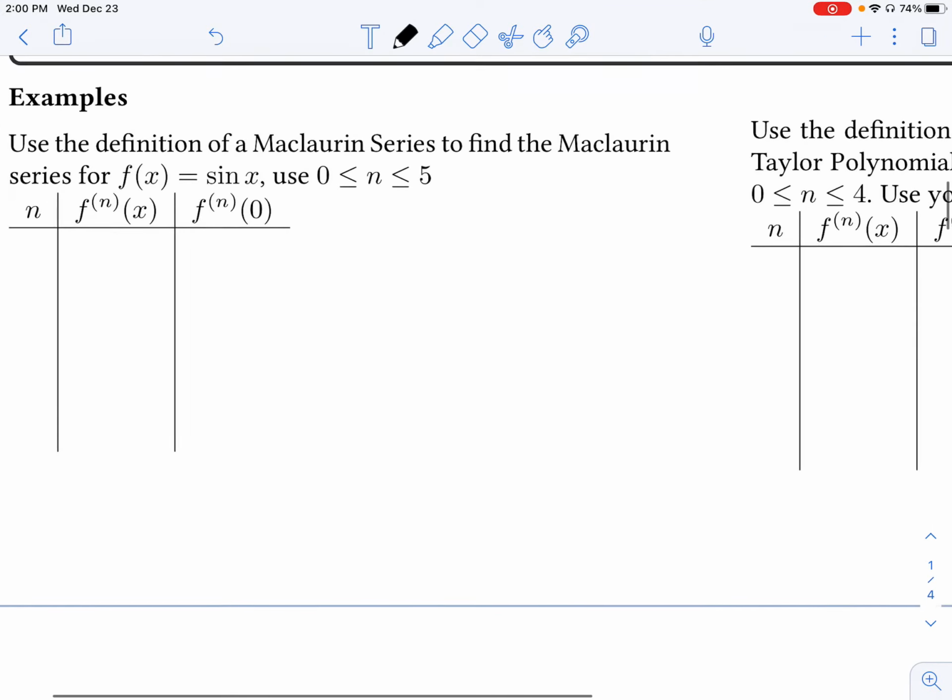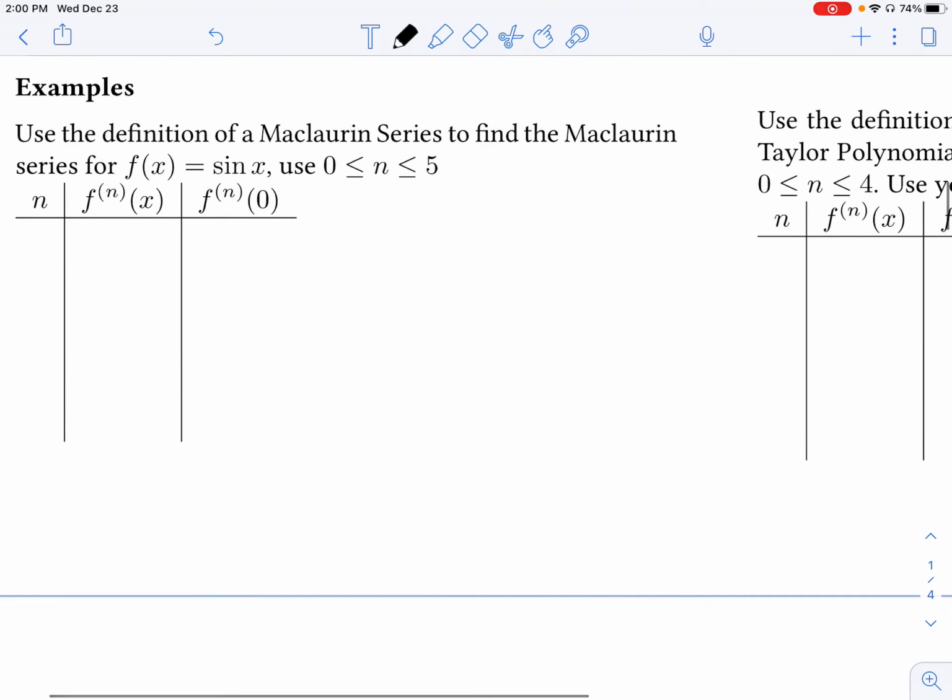And you're going to see me switching back and forth between some colors because I think it'll help us make sense and keep track of all that we're doing here. So we're going to create a Maclaurin series for the function sine of x. So our function is sine of x, right? Basic trig function, and we're going to find its appropriate Maclaurin series. And we're going to use the interval of n from 0 to 5.